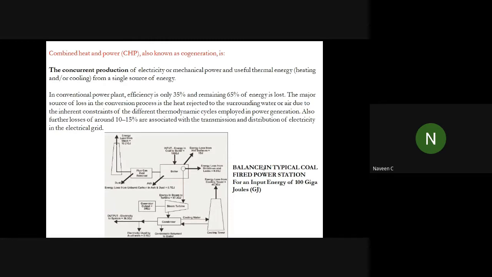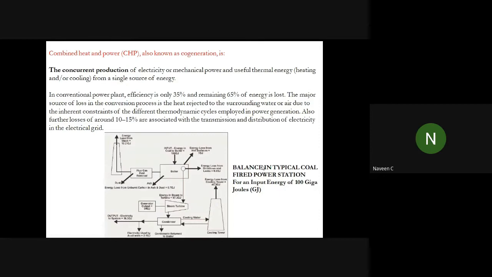So the definition is: co-generation or combined heat and power is nothing but the concurrent production of electricity or mechanical power and useful thermal energy. Okay, so in this phrase you should be more conscious: electricity or mechanical power. You know the process in a conventional fossil based power plant, or IC engine based power plant, or natural gas based power plant.